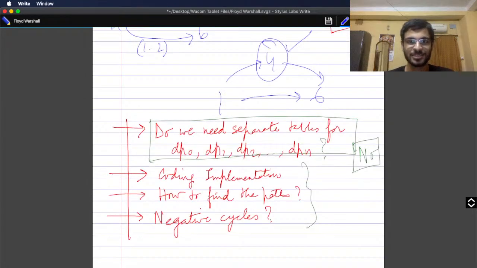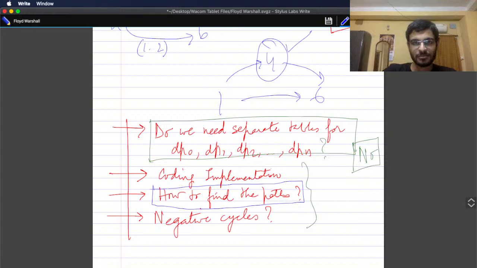So yeah, how to find the paths? Basically, at every point of time, you can always try, like today we have already passed the time, but we can always try storing, when we are forming a value, what is that intermediate node we are using. We can always form that.